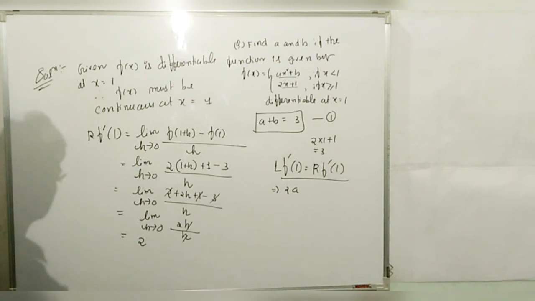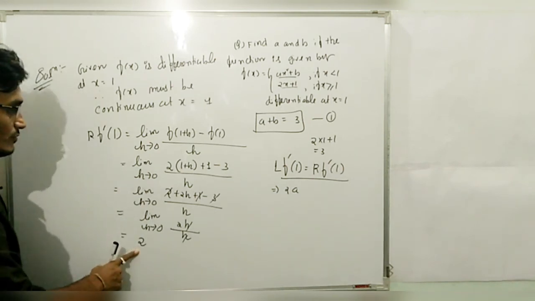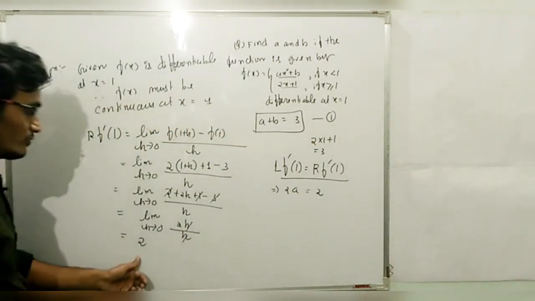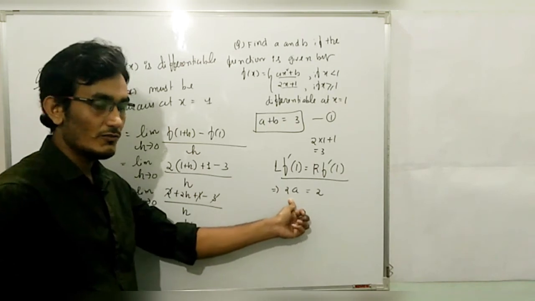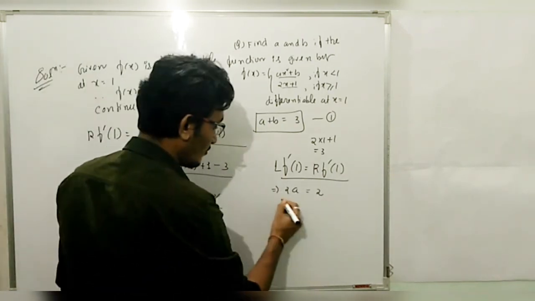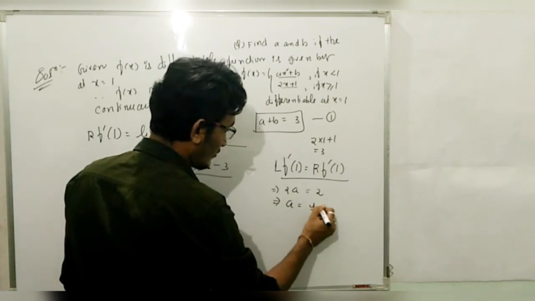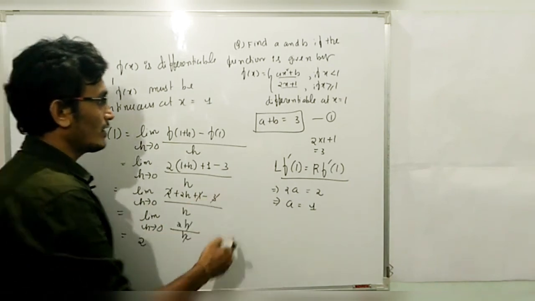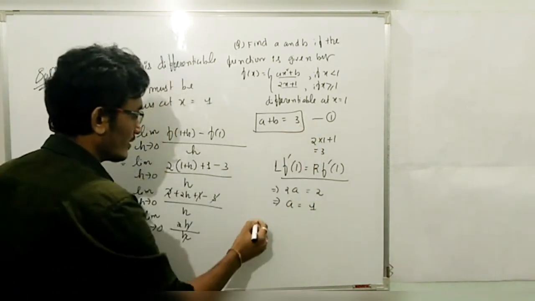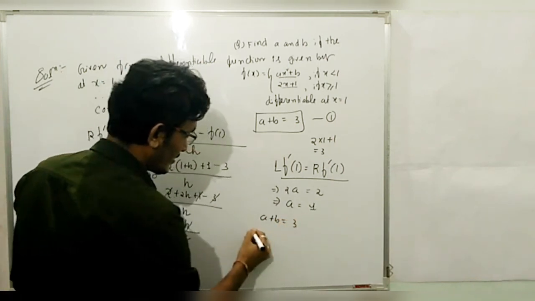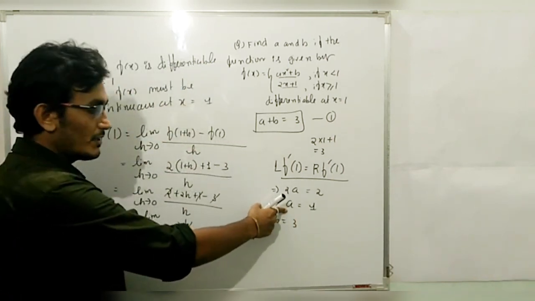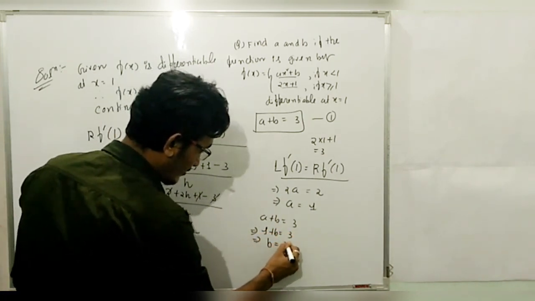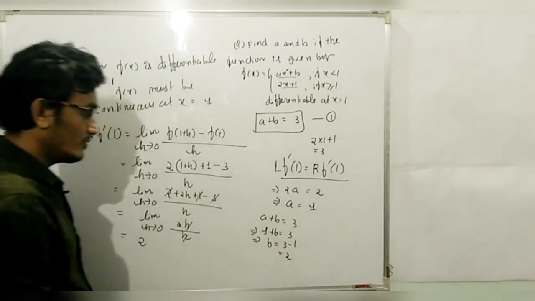So right hand derivative, how much do we get? It's 2. So twice a equals 2. So right hand derivative is 2. Left hand derivative we get twice a, so from here 2a equals 2, so after simplifying a equals 1. So here we get a equals 1. Now we have to find out the value of b from equation 1. a plus b equals 3. From here just simply replace the value of a equals 1. 1 plus b equals 3. From here b equals 3 minus 1, which is equal to 2.